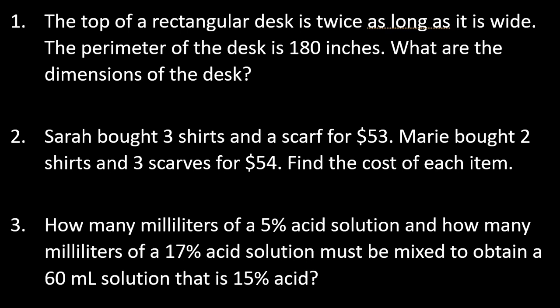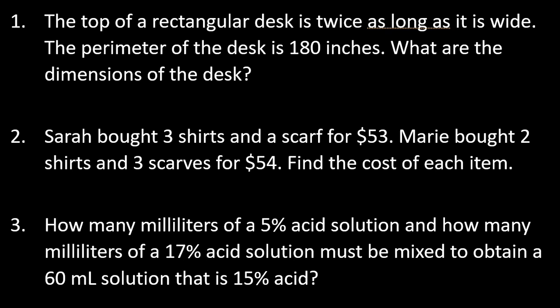The top of a rectangular desk is twice as long as it is wide. The perimeter of the desk is 180 inches. What are the dimensions of the desk? And then we have: Sarah bought 3 shirts and a scarf for $53. Marie bought 2 shirts and 3 scarves for $54. Find the cost of each item. And then: how many milliliters of a 5% acid solution and how many milliliters of a 17% acid solution must be mixed to obtain a 60 milliliter solution that is 15% acid?